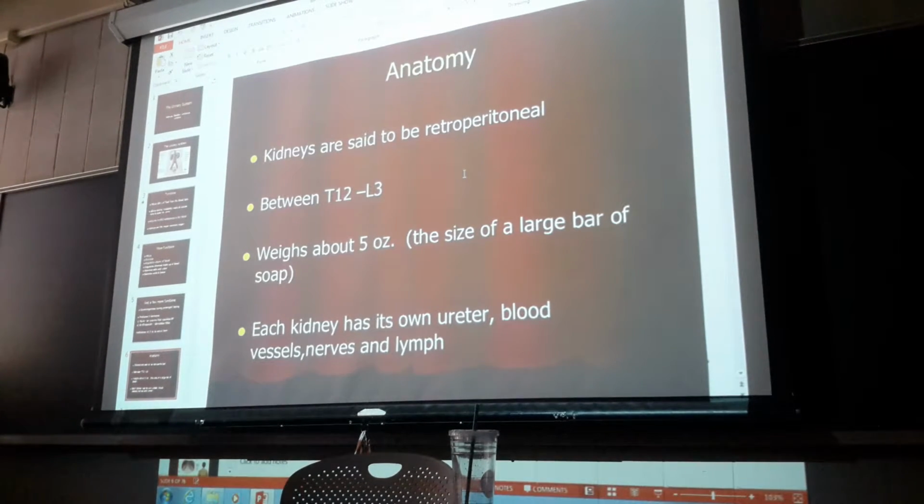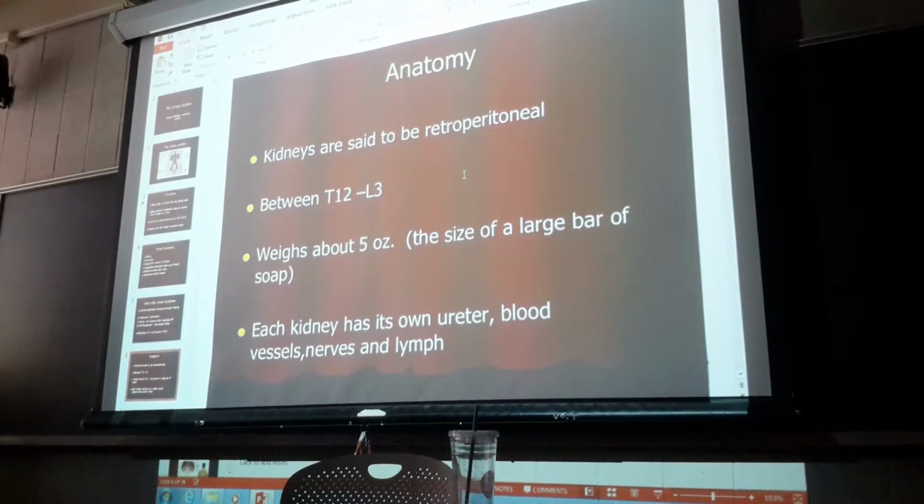All right. So the anatomy: we have 2 kidneys, one on either side. Kidneys are said to be retroperitoneal: retro, in the back, of the peritoneal cavity. So our kidneys sit back here. They're not anterior like all of our other organs. They're behind everything, so they're called retroperitoneal. They sit right back here at about T12 to L3. They're pretty small, about the size of a bar of soap. If you have a bar of soap in your hand, pretty small.